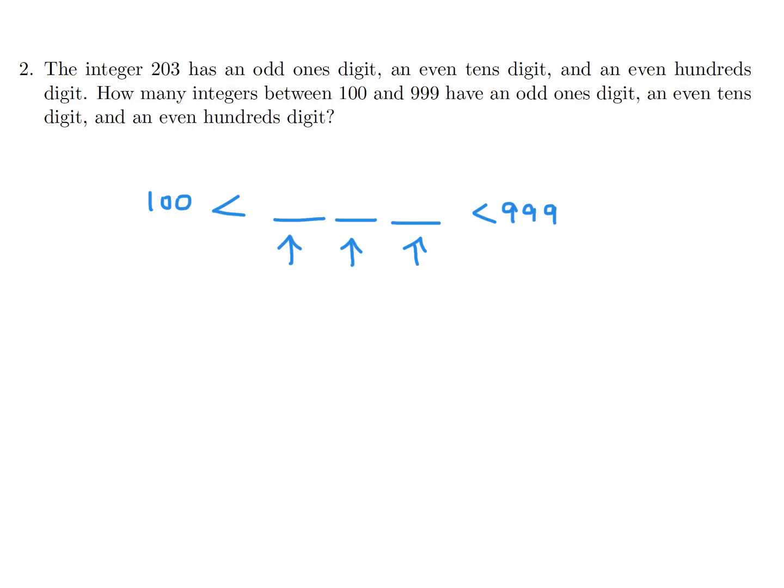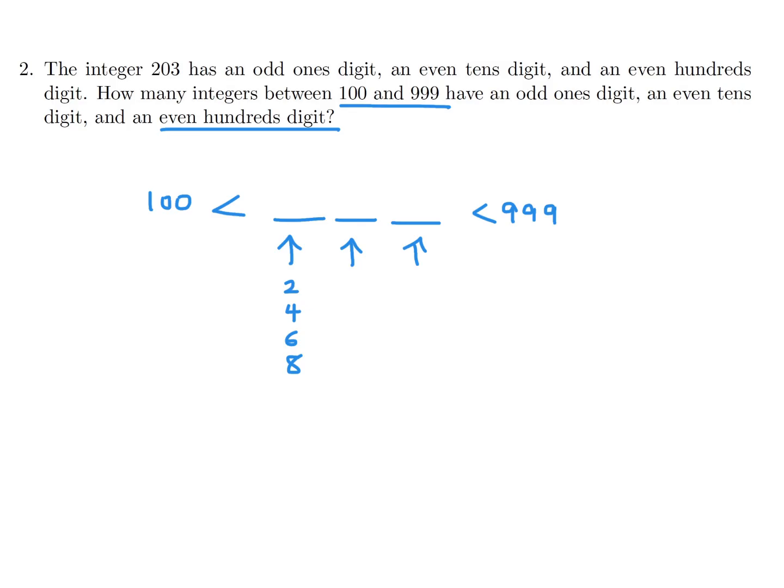Okay, the first one, which they are calling the hundreds digit, they're saying it's even. So it's going to be either 2, 4, 6, or 8. It can't be 0, even though 0 is an even digit, believe it or not. But it can't be 0 because that would make that number no longer be 3 digits. And also it would fall outside of the range.